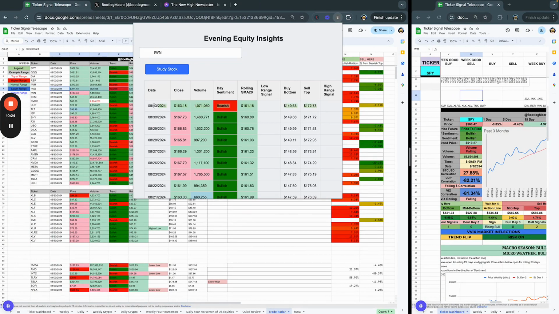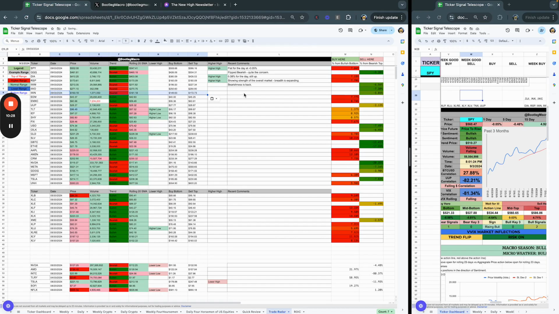IWN also flipped bearish. It's remarkable what's happening in small caps. Small caps just continue to show that things are not going well across the general economy. Every single one of the small caps, all three of them, regular small caps, growth small caps, value small caps, they're all bearish. And then you see QQQ is also bearish. I don't know what the world thinks is going to happen, but it doesn't seem to be good.